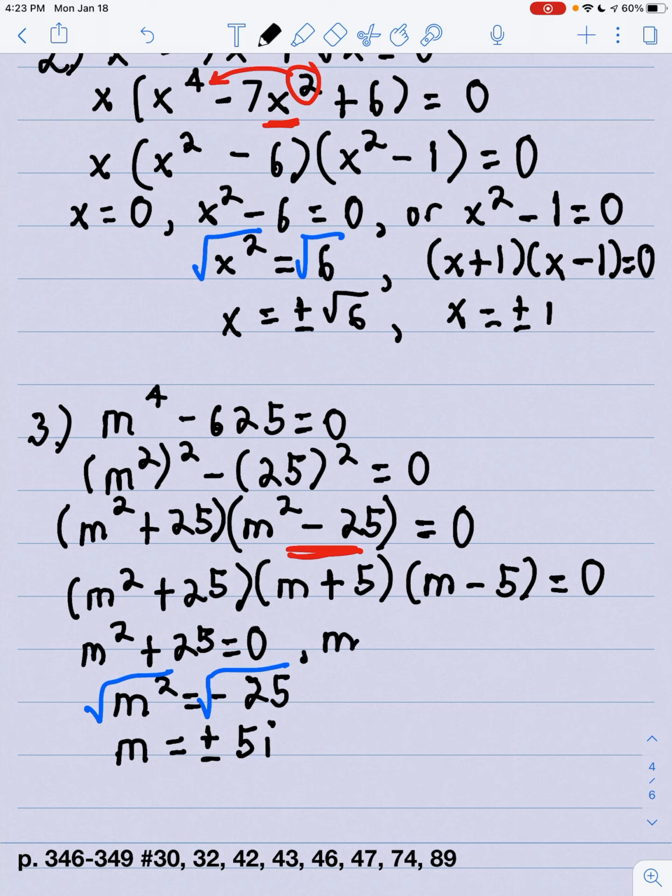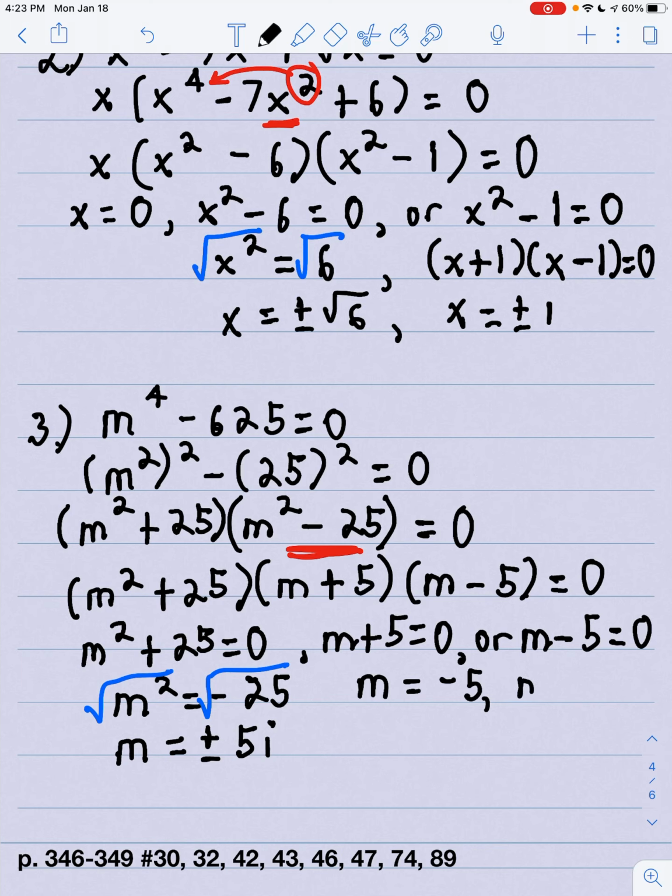Of course, the other factors, when you set them equal to 0, you're probably comfortable with the fact that both of these are just going to give us m equals negative 5 or m equals positive 5. So we have 4 answers. Of course, our degree was 4, and that's the most you can have. But 2 of our zeros are not real, plus or minus 5i. 2 are real, positive or negative 5. Remember, the degree tells you how many zeros you can have altogether. They could all be real, or they could be a mix of real and imaginary.